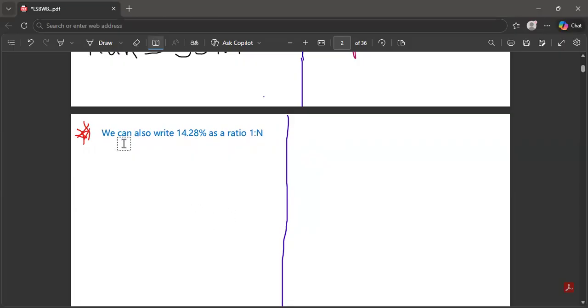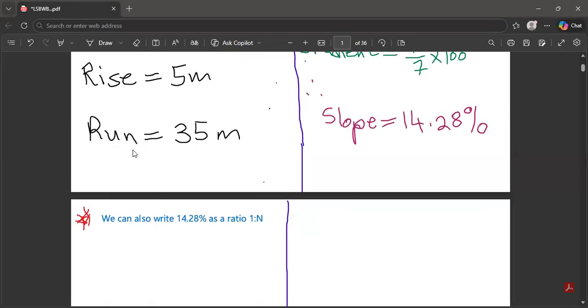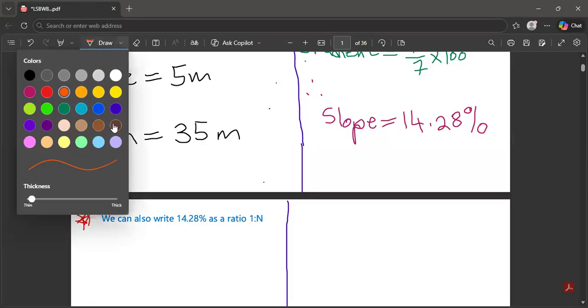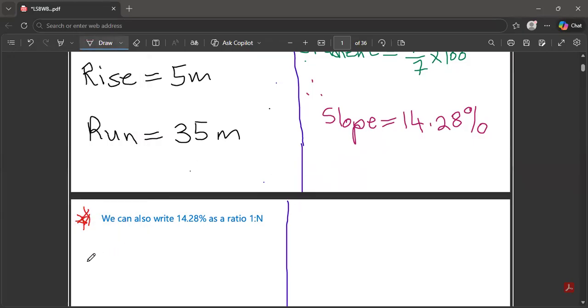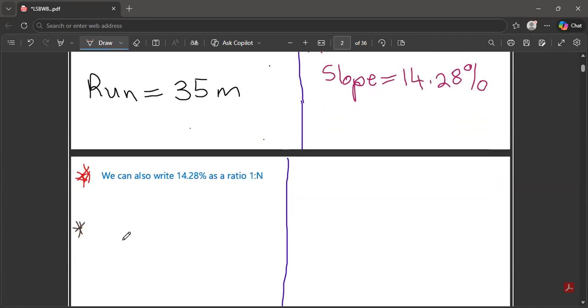So that is what we are seeing. Let's quickly relate that to whatever we are saying, and then let's verify if that is true or not. So finally, whatever we are saying theoretically, mathematically, this is the meaning: 14.28% is equal to 1 is to what? n.